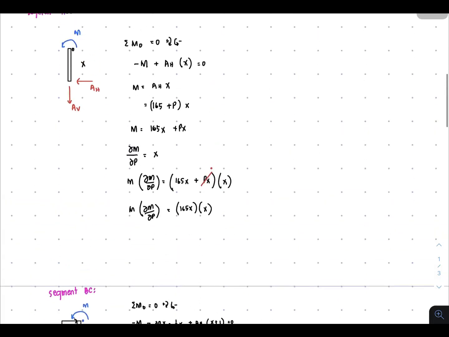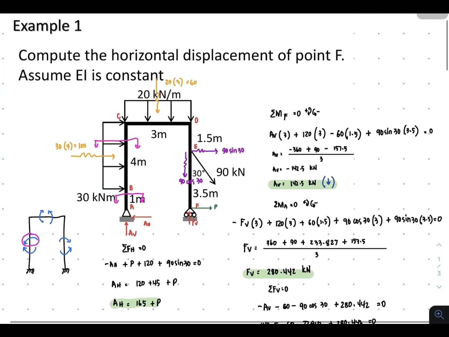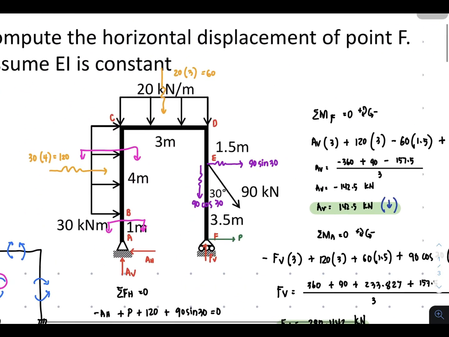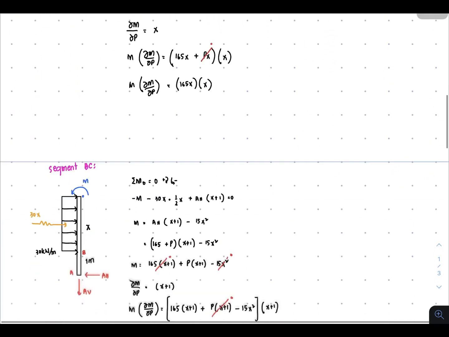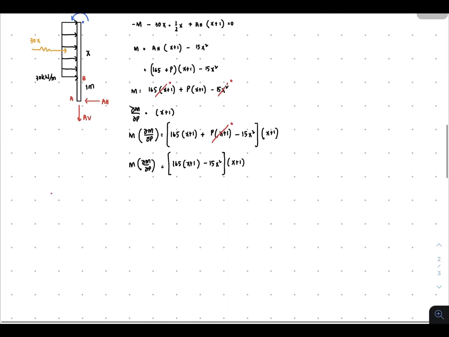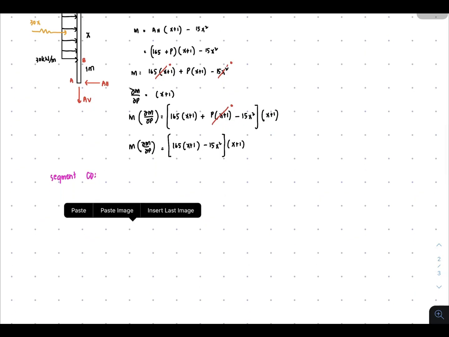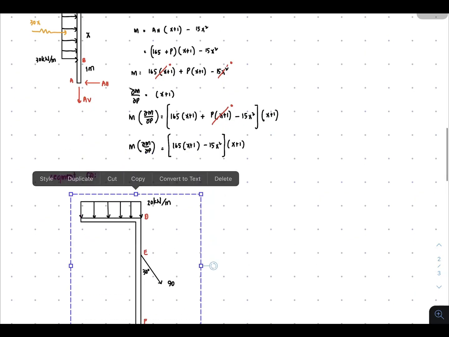So let us continue with CD. For segment CD, we will be cutting through here, and instead of considering the left side, I'd like to consider the right side. Okay, so let's prepare a segment CD. So this is for segment CD, and I have already prepared that.